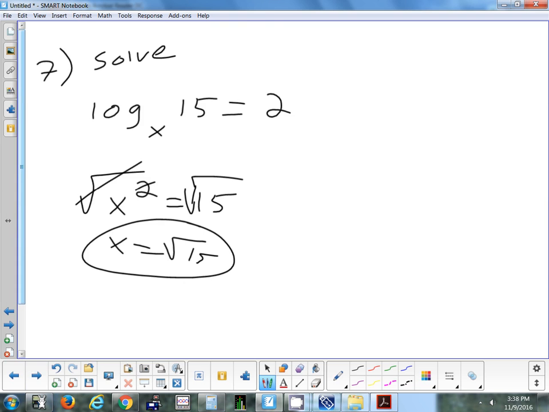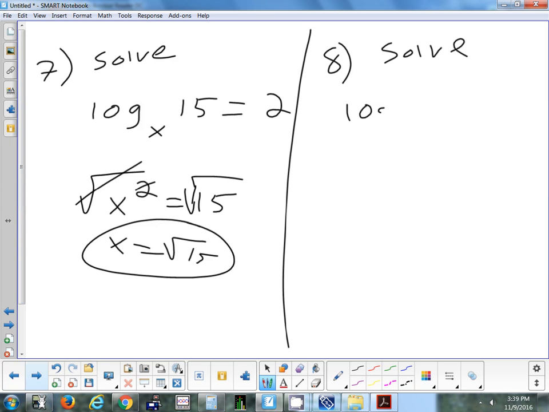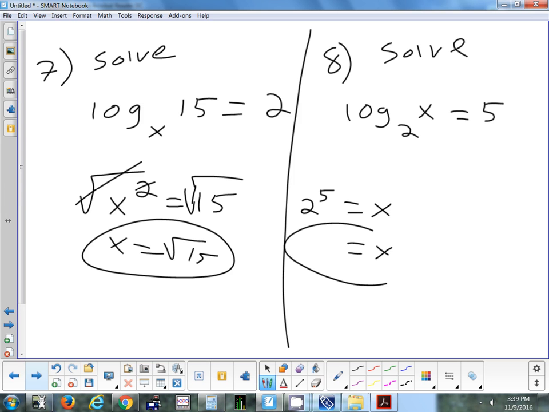So we did one where the variable was in the base. We did one where the variable was on the other side. Let's do one where the variable is the argument now. Let's try log base 2 of x equals 5. Would you change it to exponential? Yeah, change it to exponential again. 2 to the 5th is 32. Yeah, so x is 32.